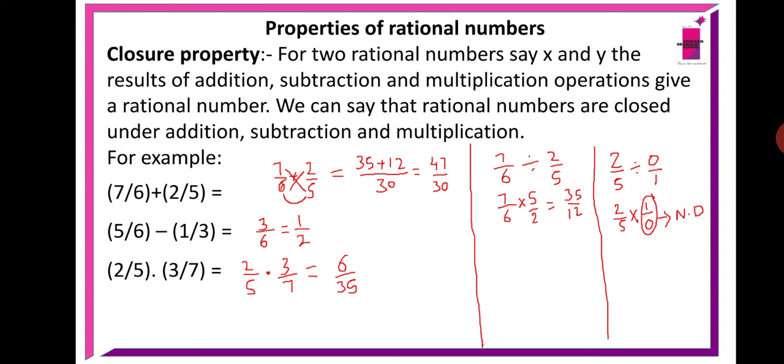So, properties of rational numbers. Closure property. For two rational numbers say x and y, the results of addition, subtraction and multiplication operators give a rational number. We can say the rational numbers are closed under addition, subtraction and multiplication. For example, you can see the examples here: 7 by 6 plus 2 by 5, 5 by 6 minus 1 by 3, 2 by 5 into 3 by 7. All the results give you a rational number only.